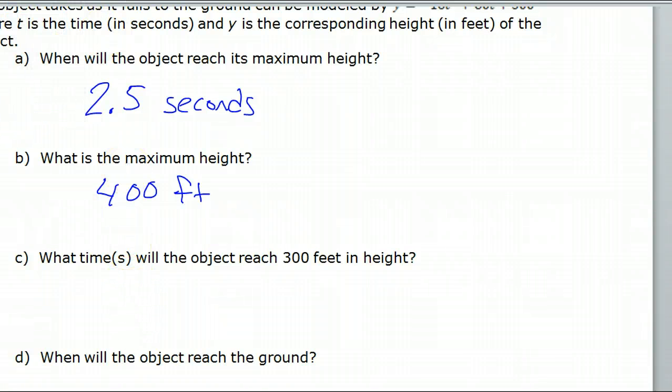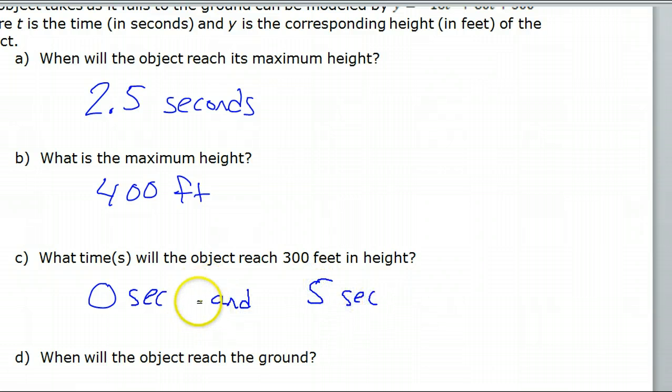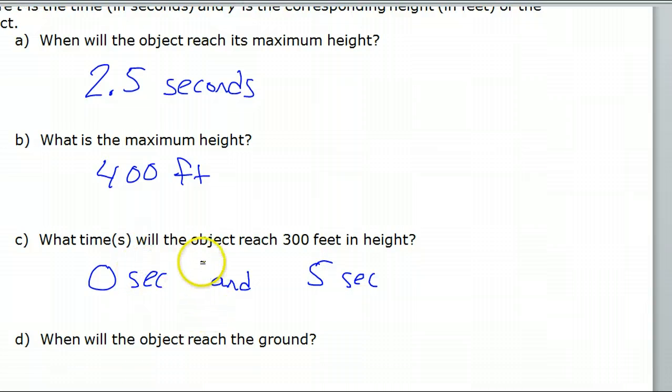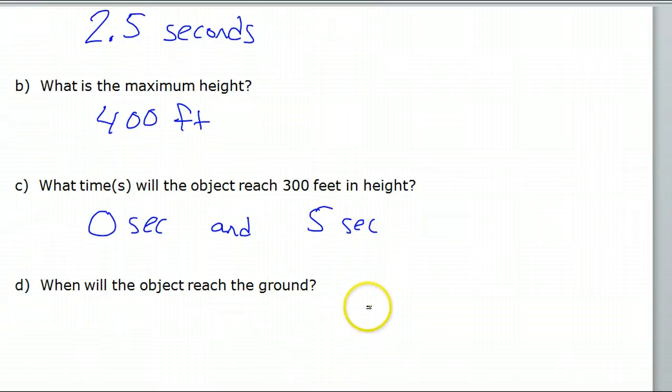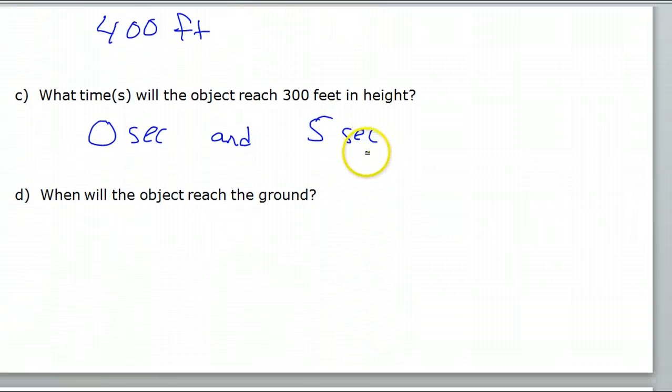Okay, so I guess we could say 0 seconds and 5 seconds. I suppose 0 seconds counts. You know, we can't have negative time, but we could say right at the start and 5 seconds later is okay. Now, when will the object reach the ground?